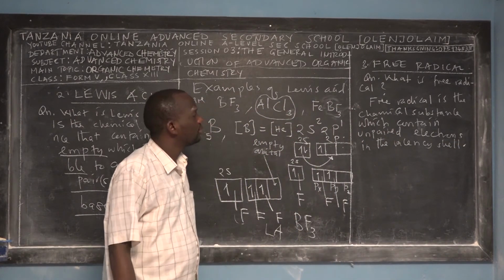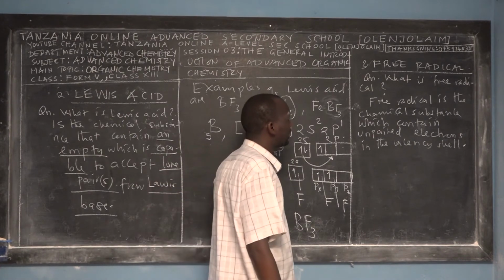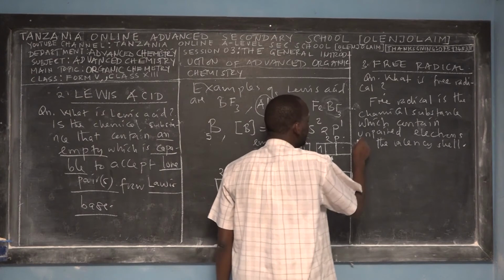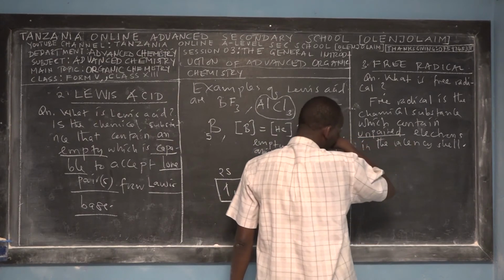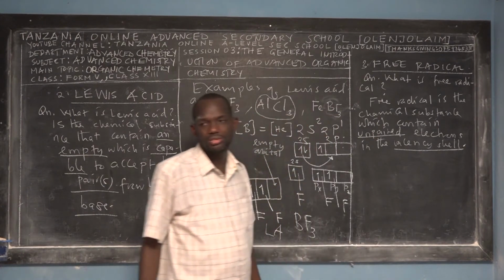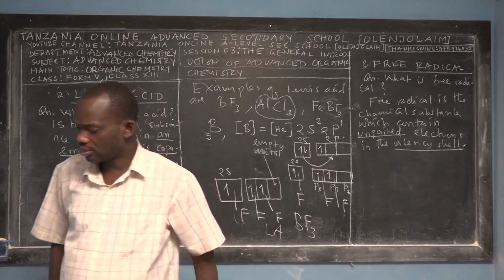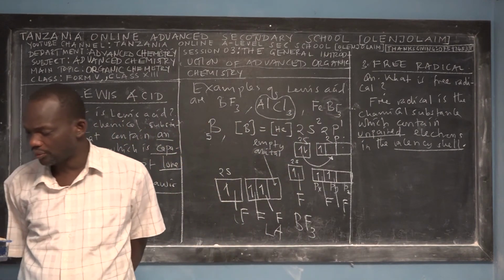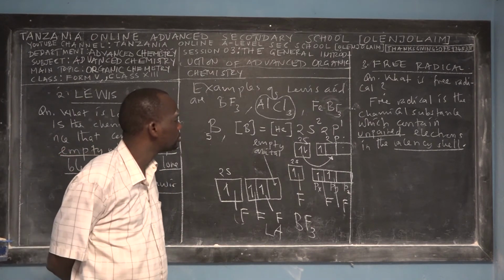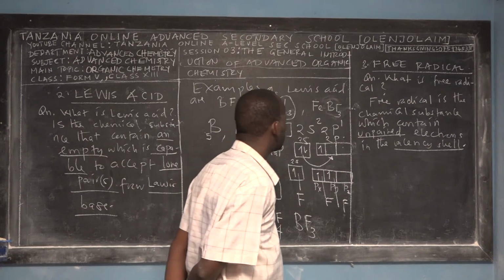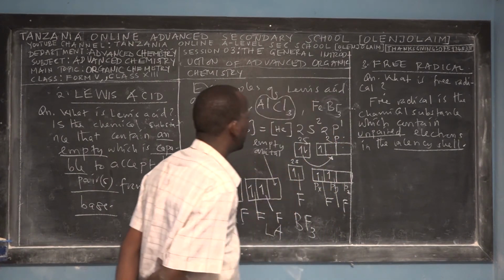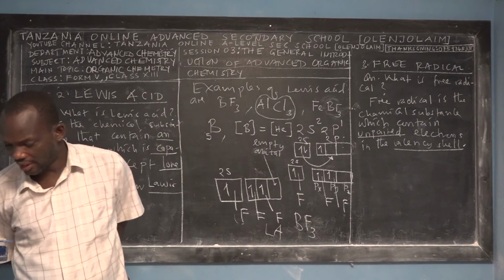So by definition, a free radical is a chemical species which contains unpaired electrons in the valence shell. That's the meaning of free radical. It's an atom or group of atoms that contains one unpaired electron. Then we have types of what?